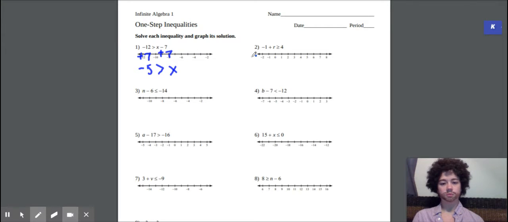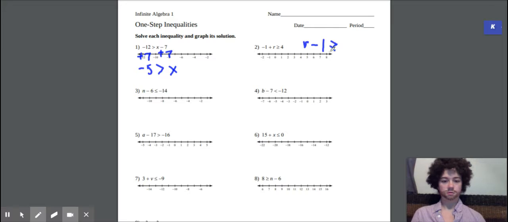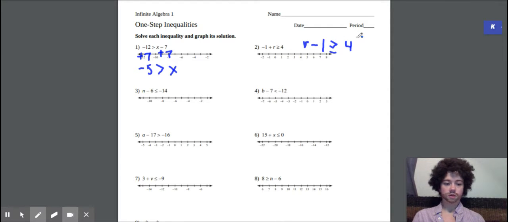Let's take a look at number 2. We have -1 plus r is greater than or equal to 4. We could rewrite this as r minus 1 is greater than or equal to 4. If you'll see here, I made a little oopsie on my greater than or equal to sign, but there are no mistakes, just happy little accidents.